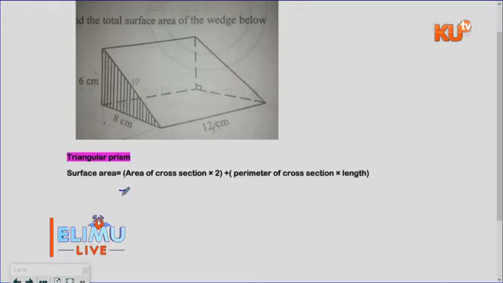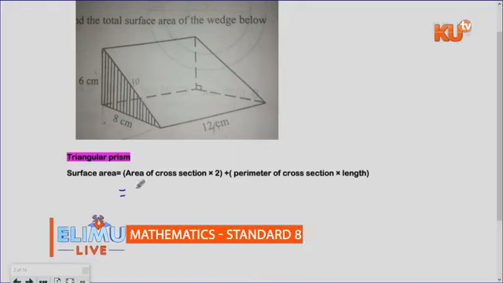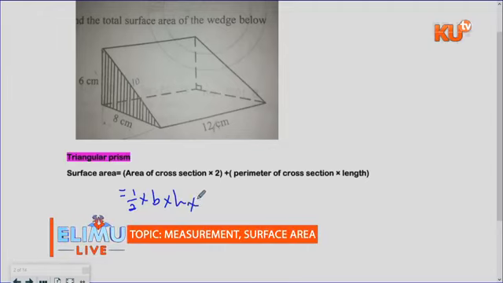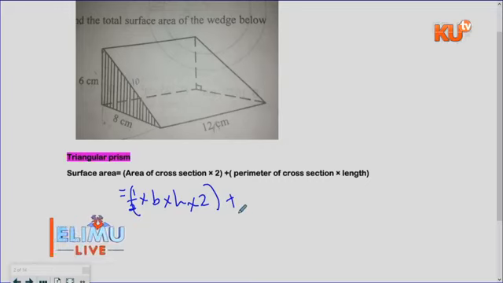So what do we do? How do you find the area of the triangle? Area of a triangle is equal to a half times base times height. Remember, half base times height will give you the area of one triangle. So if you multiply this by 2, you'll find the area of the cross section times 2, the one that is on the other side. And then after finding the area of the triangle, we plus the perimeter of the cross section. Remember, the cross section is a triangle still.